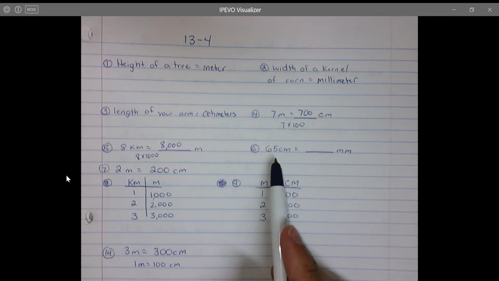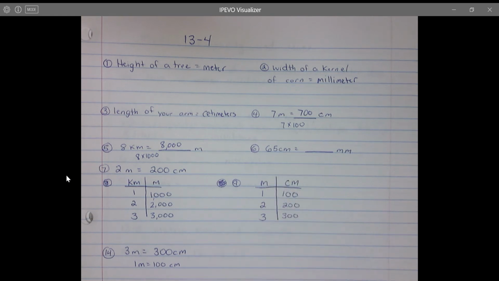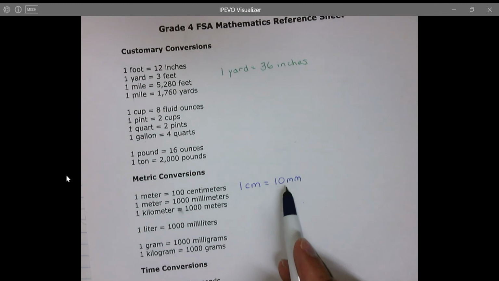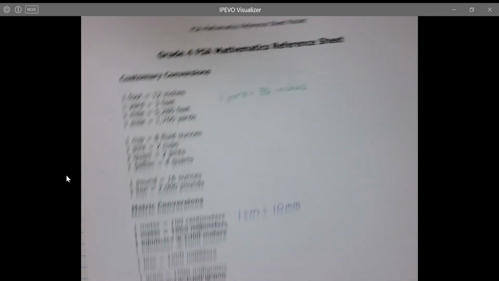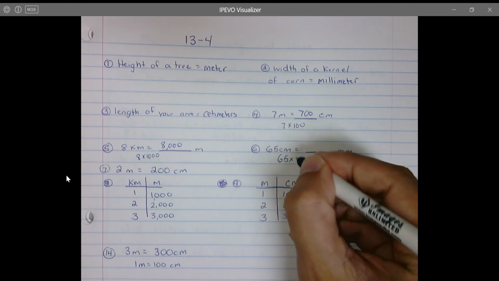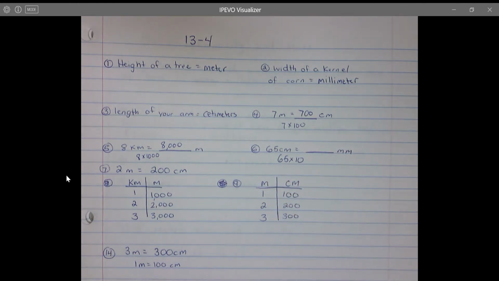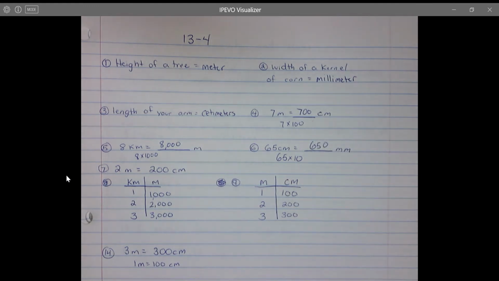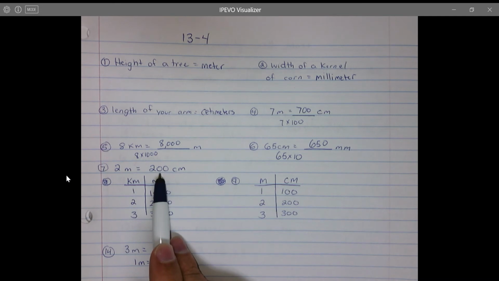Number 6, 65 centimeters is so many millimeters. This conversion wasn't on our sheet, so we added it. There are 10 millimeters in 1 centimeter. So since we have 65 centimeters and every one of those is 10 millimeters, that'd be 65 multiplied by 10, or 650. Finishing off the rest of the answers, we have 2 meters is 200 centimeters.